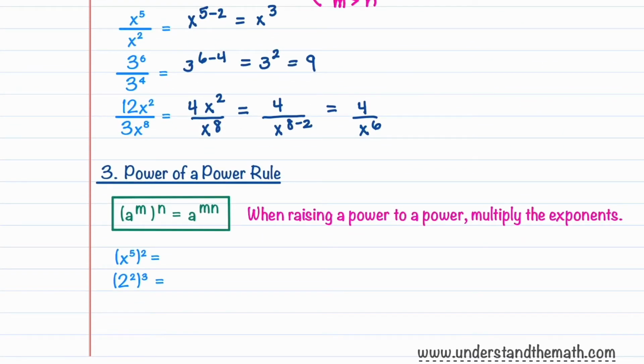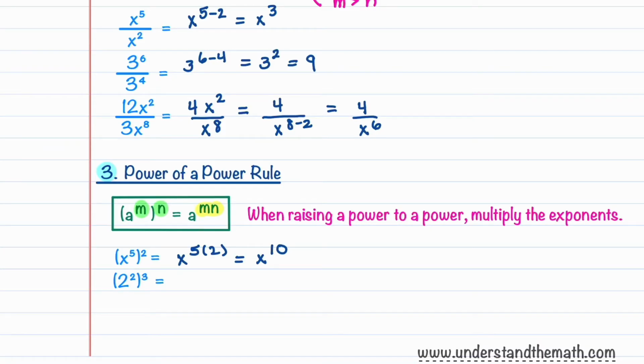The third law is called the power of a power rule. When we raise a power to a power, all we have to do is multiply the exponents. In our first example, we have x to the 5th squared, so this is just x to the 5 times 2, which is x to the 10th.